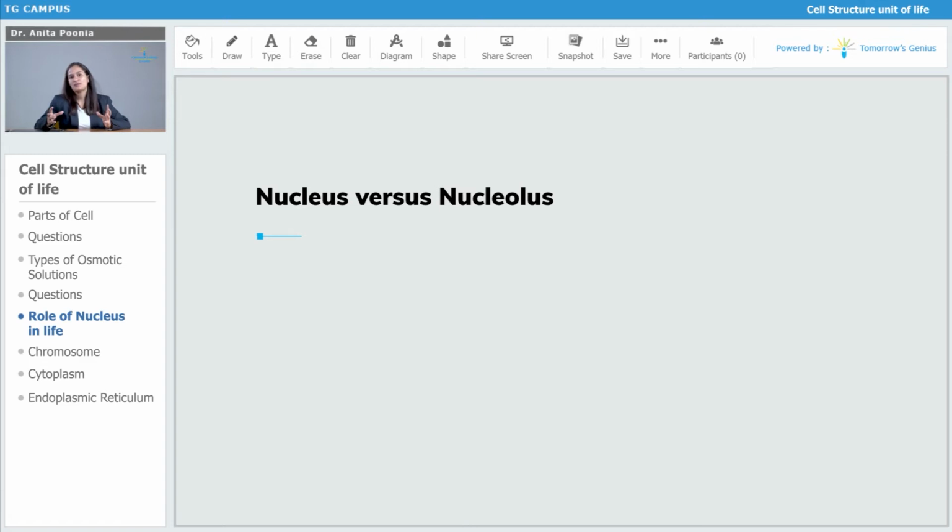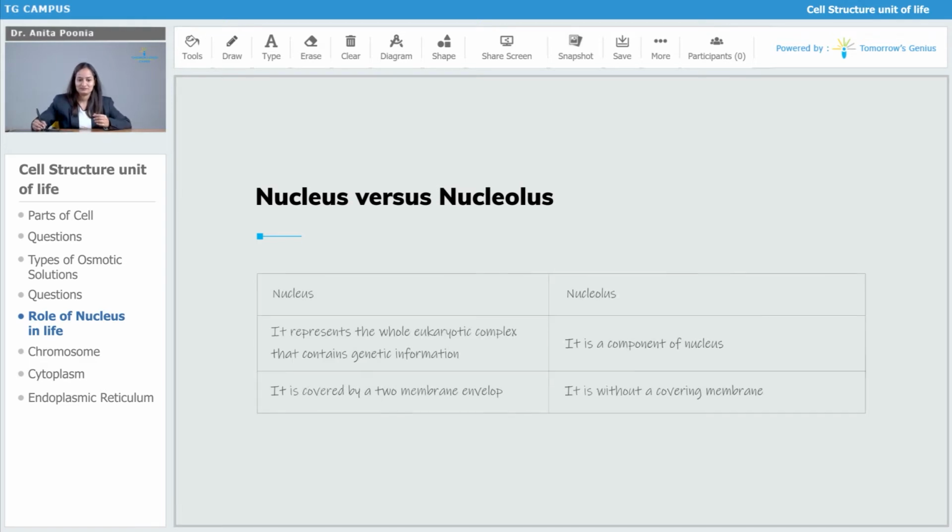Now let us talk about a nucleus with respect to nucleolus. Nucleus versus nucleolus. You know, nucleolus is something that is present inside the nucleus, right? So nucleus represents the whole eukaryotic complex that contains the genetic information, whereas nucleolus is a component of the nucleus itself. Nucleus is covered by a two-membrane envelope, whereas nucleolus is without any covering or membrane.